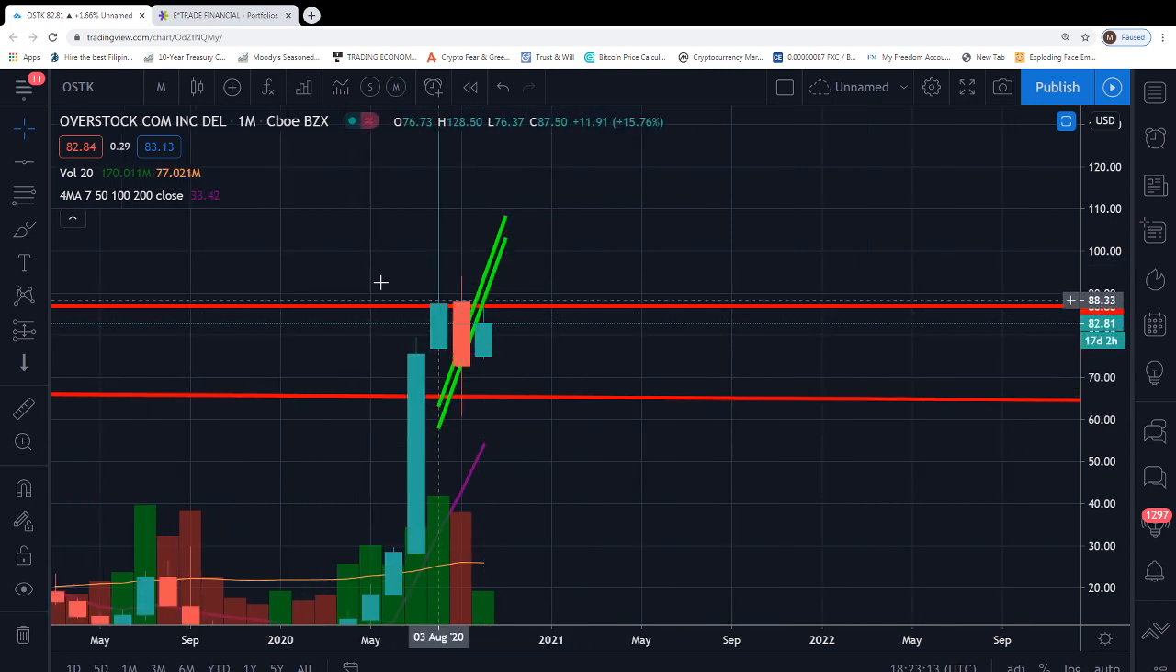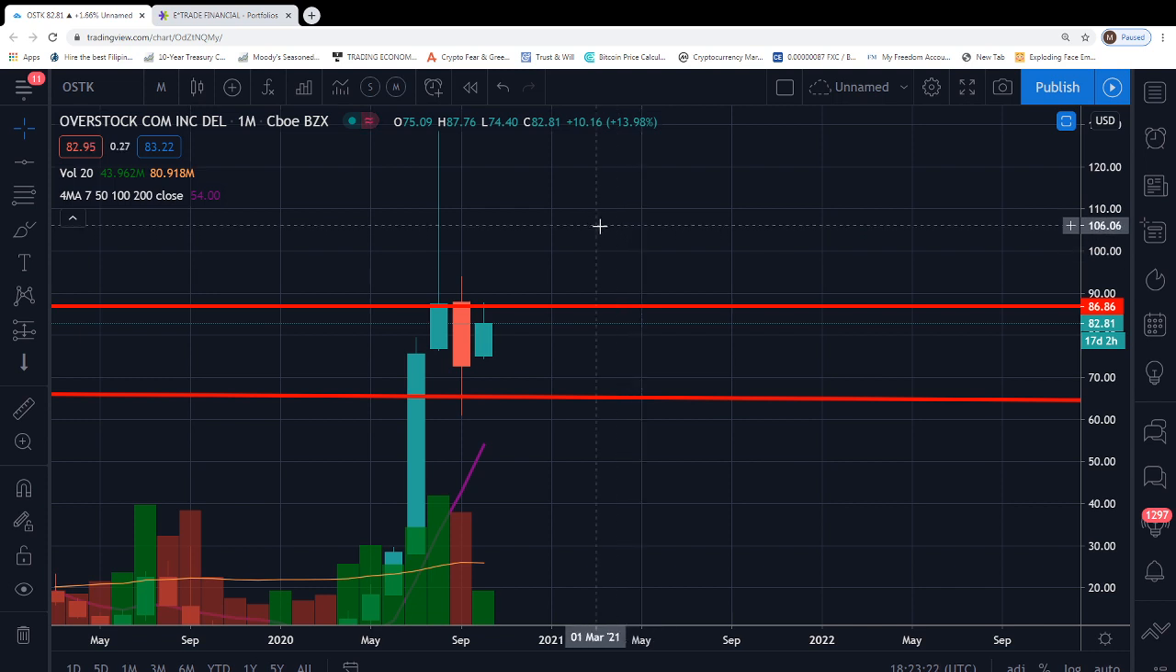All right, so obviously it's still stuck. Let me just erase these lines here. Obviously it's still stuck within the two red lines here, and this candle closes in about 7 days.